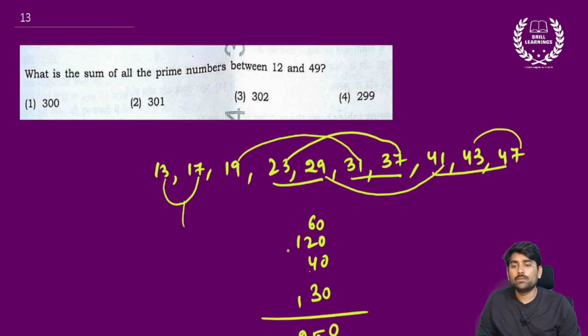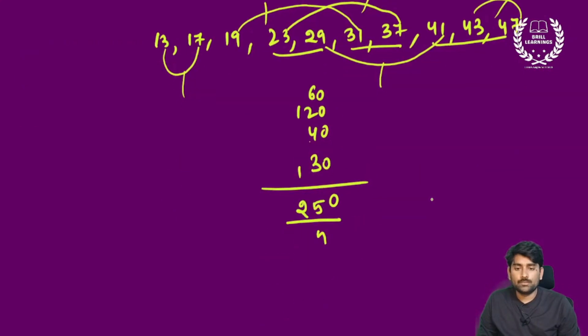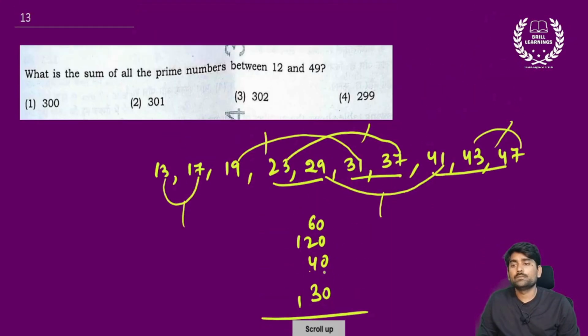How many 10s here? 1, 2, 3, 4, 5. 5 10s here, that means 50. Total 300 is the right answer. So first one is the correct answer. Let's move to the next question.